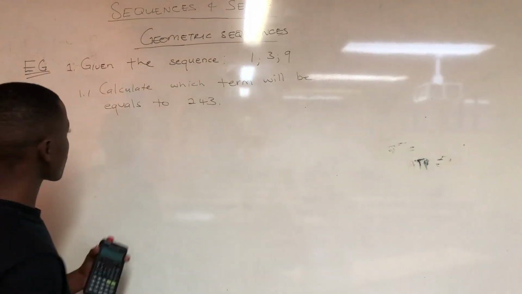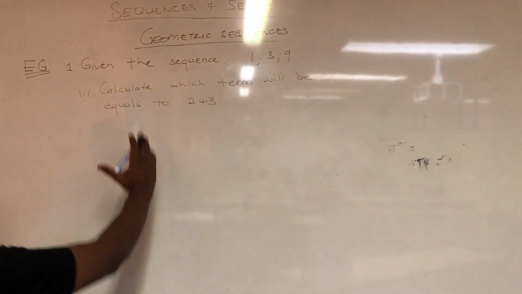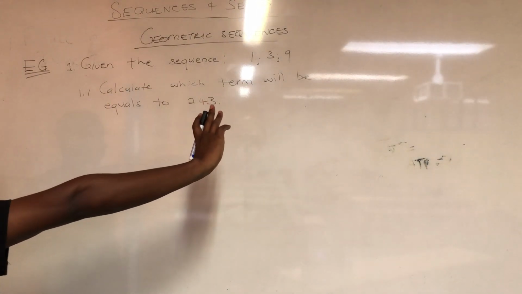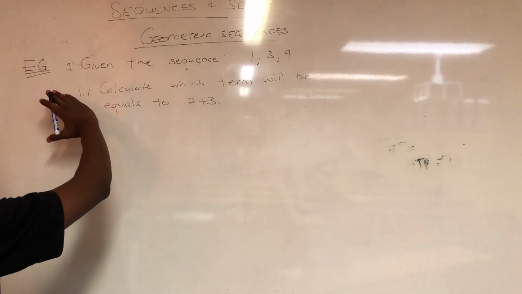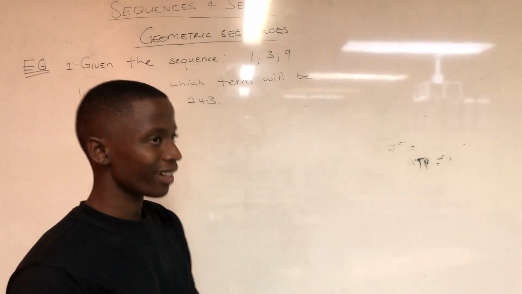Grade 12. So I have this example for you for today. Alright, so look, under geometric sequences, okay? You are given the sequence 1, 3, 9.